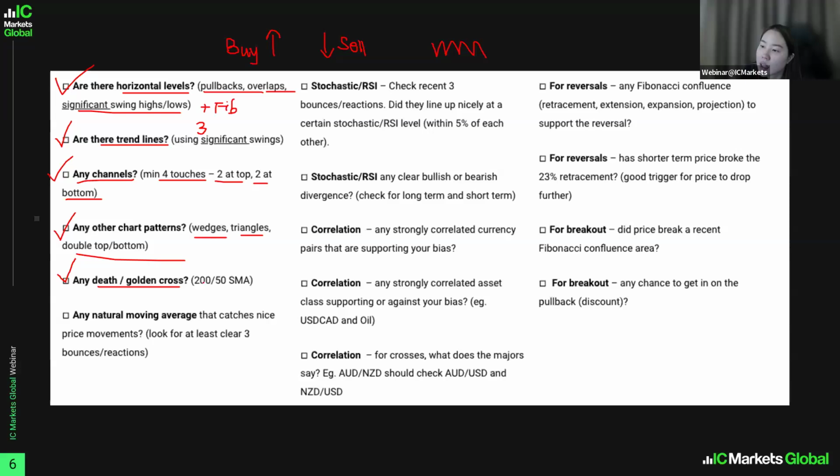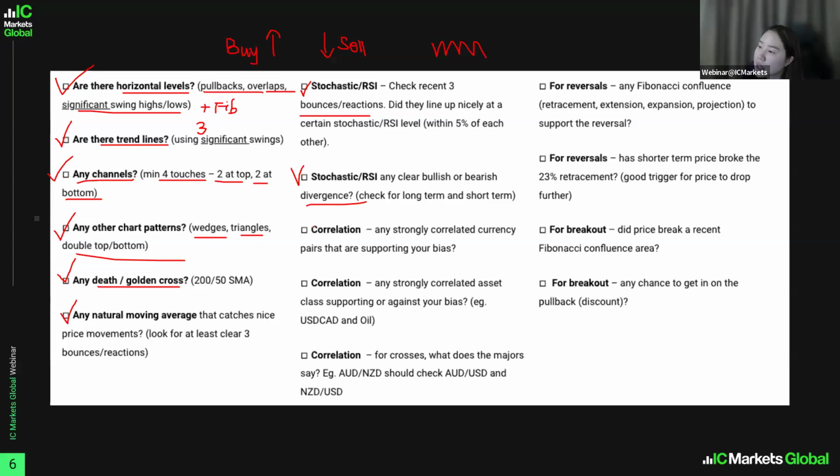If I cannot find a death or golden cross, I will look for a natural moving average. I'll pull up stochastics and RSI to look for bounces and reactions and any kind of divergence. Divergence means that if on the charts price is moving up, but on the oscillator, such as stochastics and RSI, it's moving down, it is a possibility that the oscillator is trying to tell you that there will be a trend reversal. Not 100%, but a possibility.